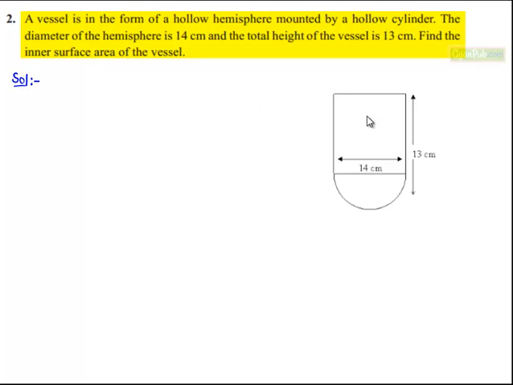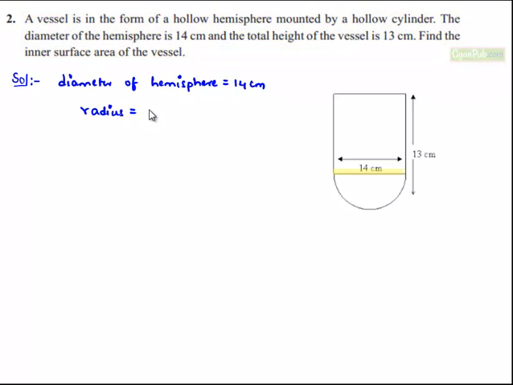Here, for the vessel, we have a hemisphere mounted by a hollow cylinder. This is represented in 2D form. And here, it is given that the diameter of the hemisphere is equal to 14 centimeters. Therefore, the radius of the hemisphere will be equal to diameter by 2, that is 14 by 2, which is equal to 7 centimeters.